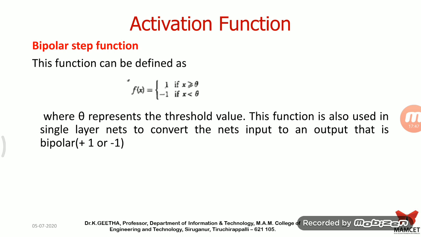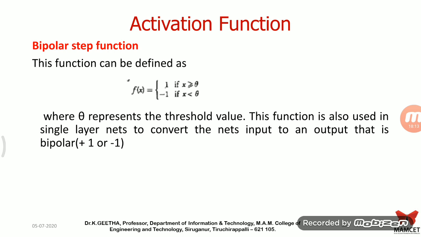The next is the bipolar step function. This function can be defined as f(x). So f(x) will be 1 if x is greater than or equal to the threshold value theta, and minus 1 if x is less than theta, where theta represents the threshold value. This function is also used in single layer nets to convert the net input to an output that is bipolar, which may be positive or negative.